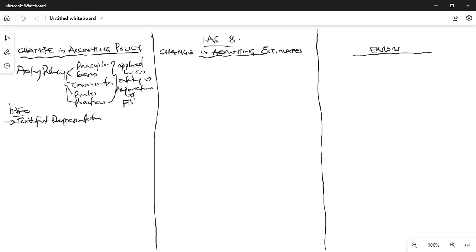Faithful representation. And what do we mean by faithful representation? If you remember, we talked about completeness in the first lecture, we talked about neutrality, and we talked about error-free. So these are the things that you need to take note of when you are selecting an accounting policy. It's very, very important.